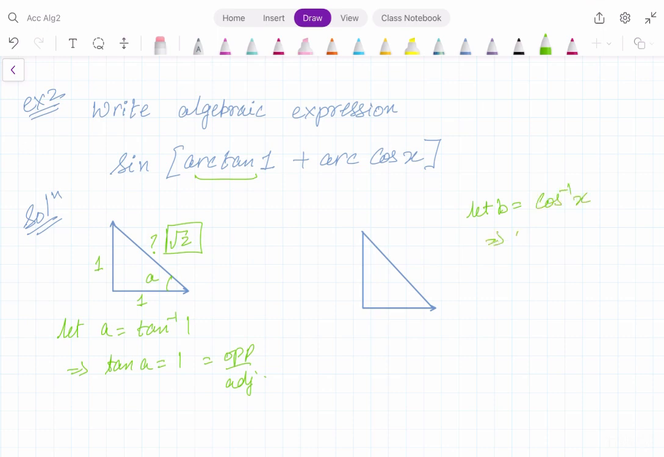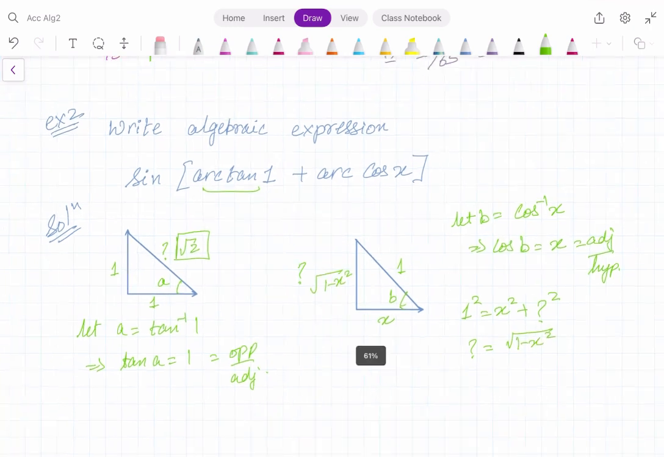Along the same line, let B is equal to cos inverse x. So cos B is equal to x, and cos is nothing but adjacent over hypotenuse. So if adjacent is x, hypotenuse is 1, can I figure out what is the opposite side? Let's use the Pythagorean theorem. 1 squared is equal to x squared plus missing side squared. So the missing side will be the radical of 1 minus x squared.